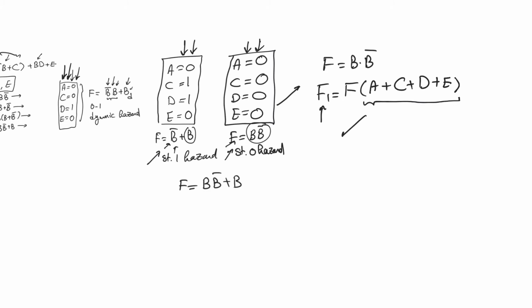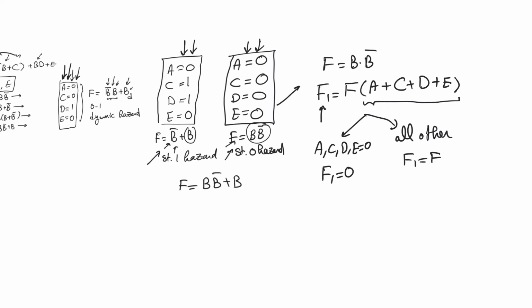So we have two cases. For a, c, d, and e all equal to 0, f1 is going to be forced down to 0, not by b, but by this bracket. This allows us to mask the glitch, right? But for any other case, for all other combos of a, c, d, and e, f1 is equal to f.